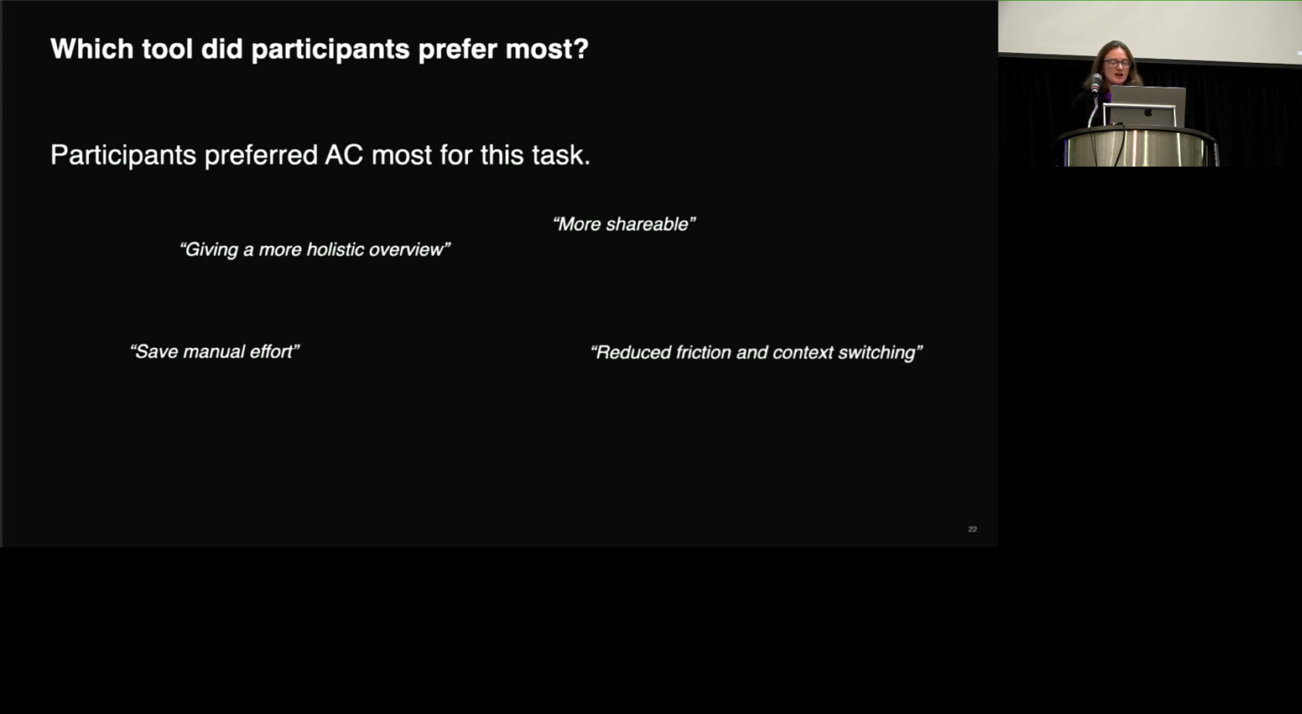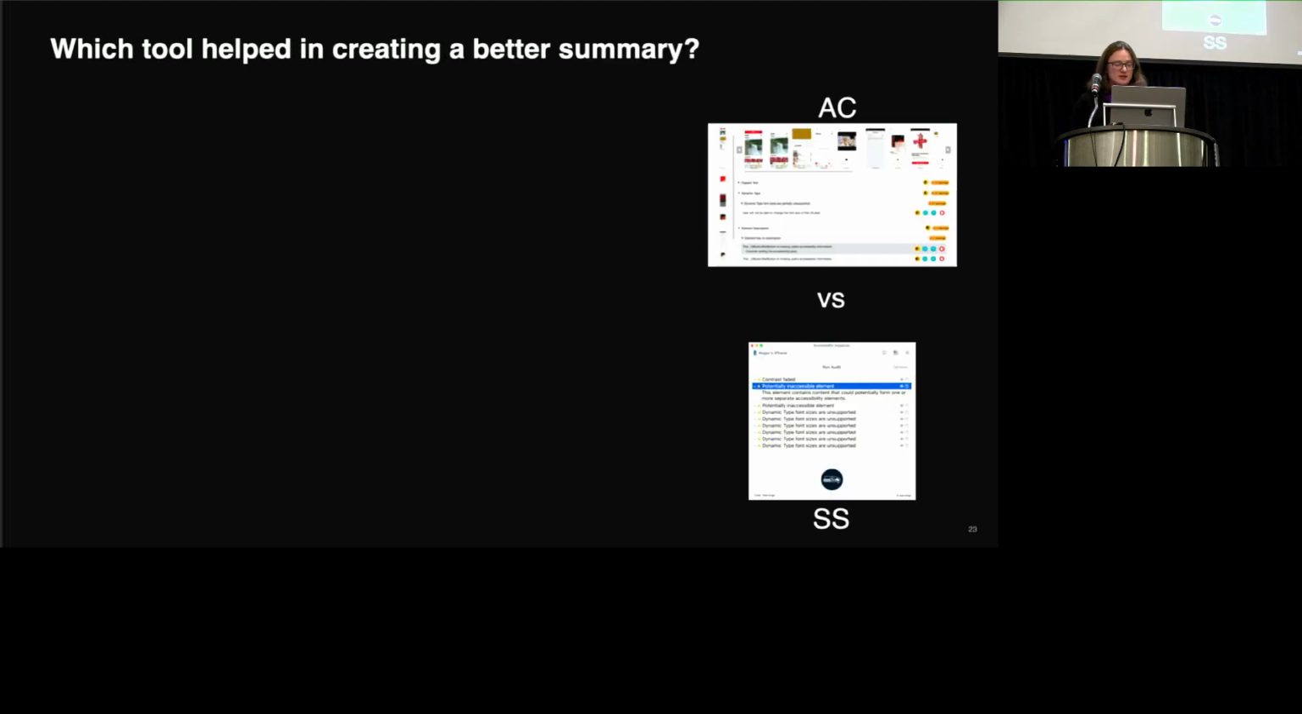Another thing was it reduced friction in context switching, because they could just have the report versus going back and auditing and then looking at the report, which would cause them to lose context and not really get a good look at the whole app. And finally, for some of the QA testers, they no longer needed to use Xcode, which is where the other tool is, so they could have this report outside of the heavyweight development environment.